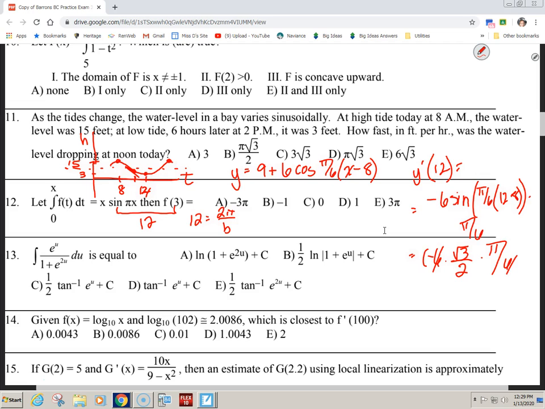Oh, but dropping is the negative. So root 3 over 2 pi. Oh, double checking. B? Yep. Wait, is the x minus 8 within the cosine? Or is it like outside? And the y is, I didn't show the grouping symbols, but it's cosine of b times x minus 8.